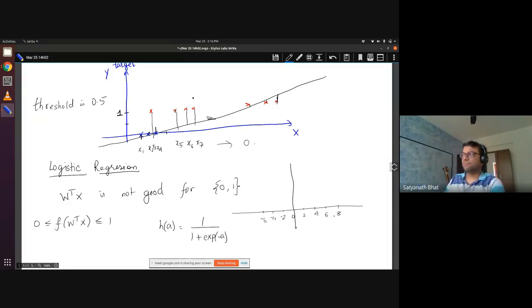If you take an extreme value, let us take 8, e power minus 8 is a number which is very, very close to 0, so the value here will be close to 1. Like that, for 6 also it will be close to 1, for 4 also, for 2 also. At 0, e power 0 gives half, so it will cut the axis at 0.5. So this is my logistic function, h of a.